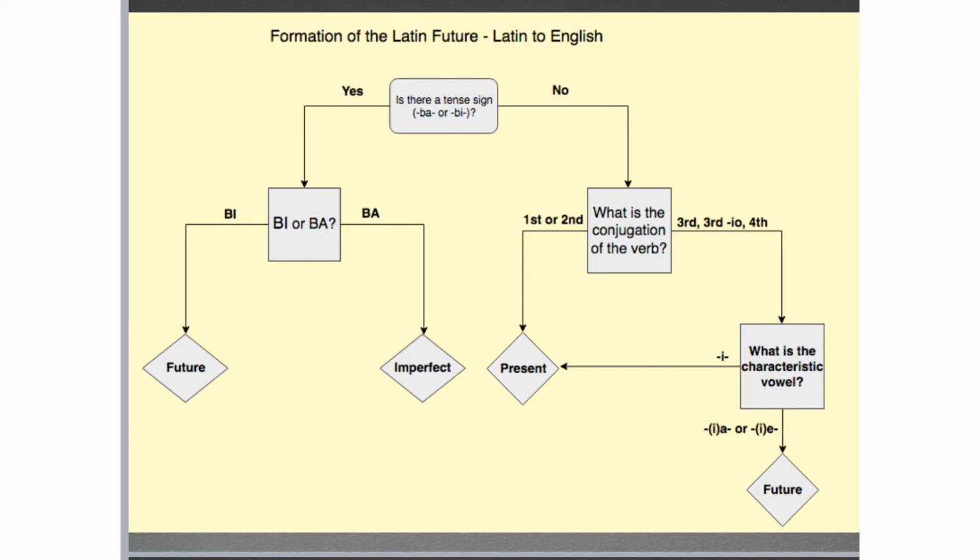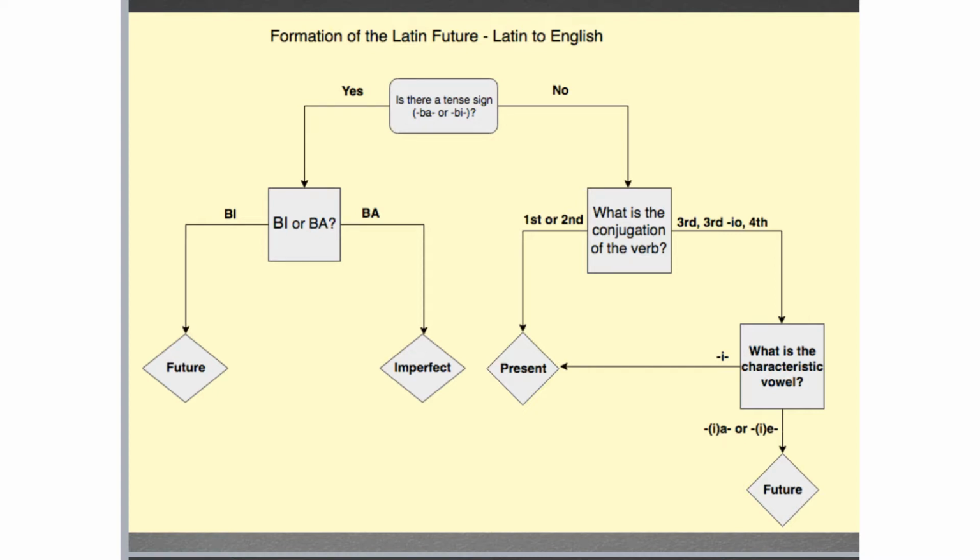And then if it's a first or second conjugation verb, it's automatically present because that's the only form for first and second conjugation that does not use a tense sign. If it's third, third IO, and fourth, it depends on what that characteristic vowel is. If it's I, obviously it's present, and if it's IA or IE, it's future. All right, so hopefully that makes sense.